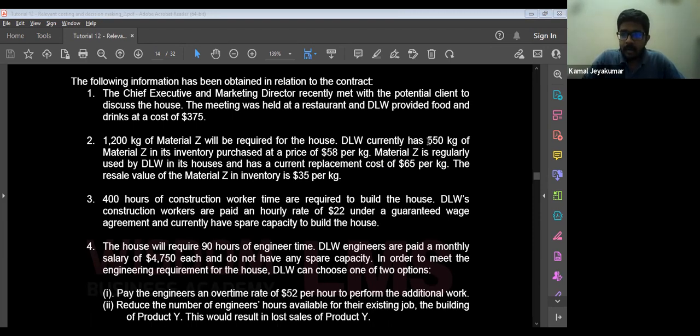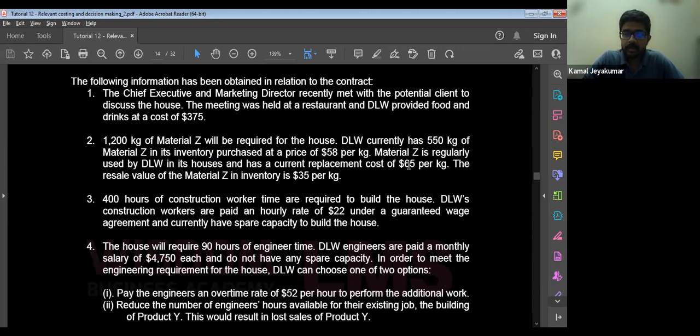You have 550 kilograms in your inventory, right? Now that inventory is regularly used. Material Z is regularly used by DLW. That means if you use it, you have to replace it, right? Because it's like cement in a construction company. So you have to replace it at $65 per kilogram. That's the replacement cost.